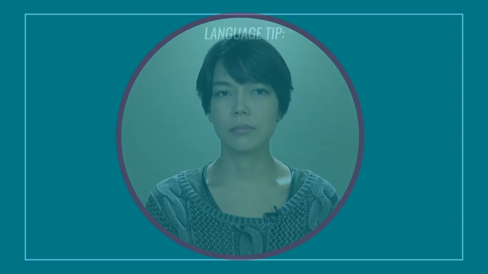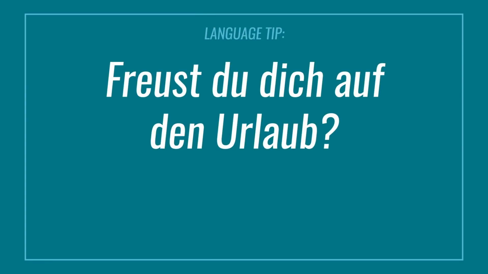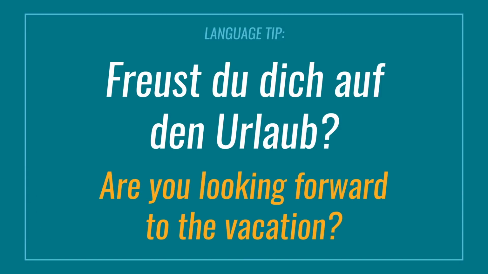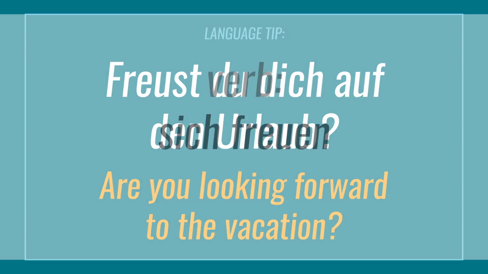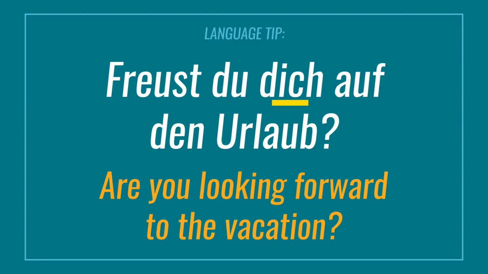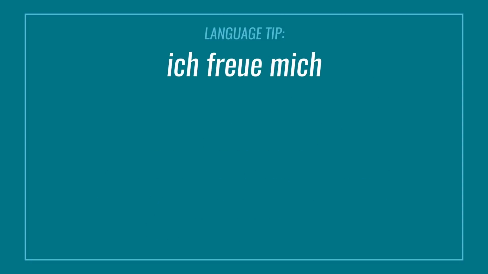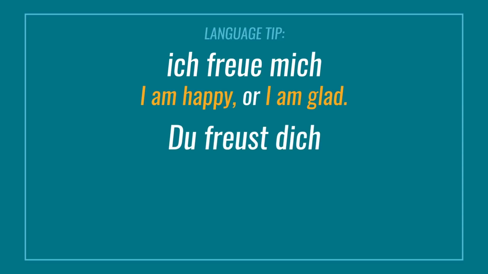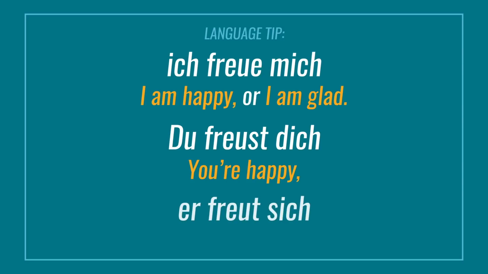Let's do some examples so you understand the differences between du, dich, Sie, and Ihnen more easily. The expression freust du dich auf den Urlaub, which means are you looking forward to the vacation, comes from the verb sich freuen, meaning to be glad or to be happy. It's a reflexive verb and the pronoun sich changes according to the subject. For example, ich freue mich, which means I am happy or I am glad. Du freust dich would be you're happy, and er freut sich would be he's happy.